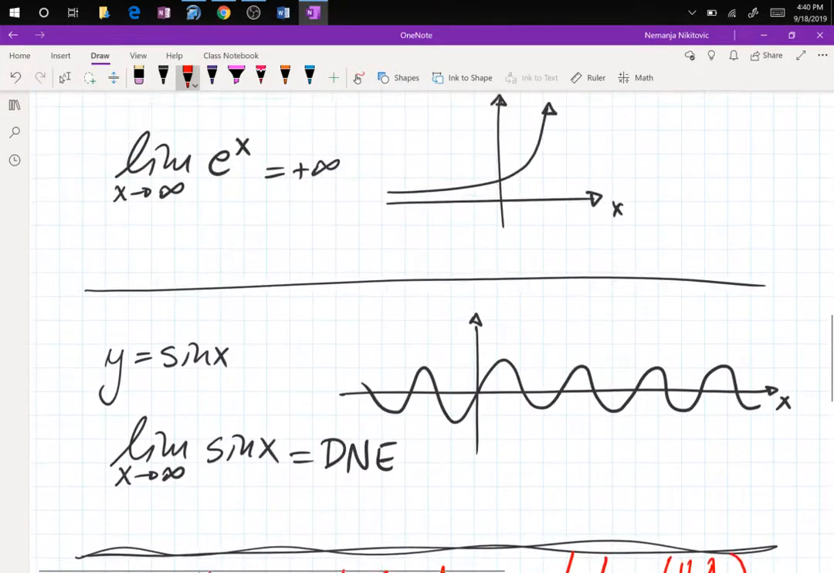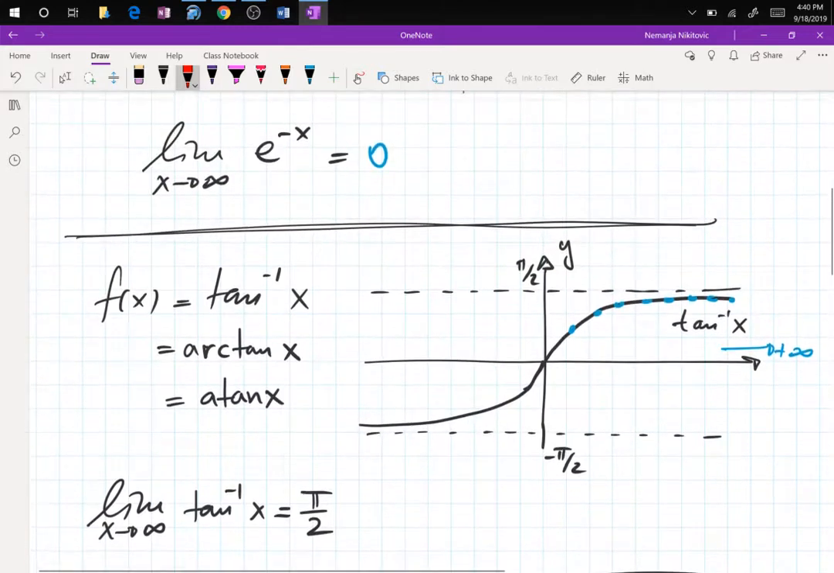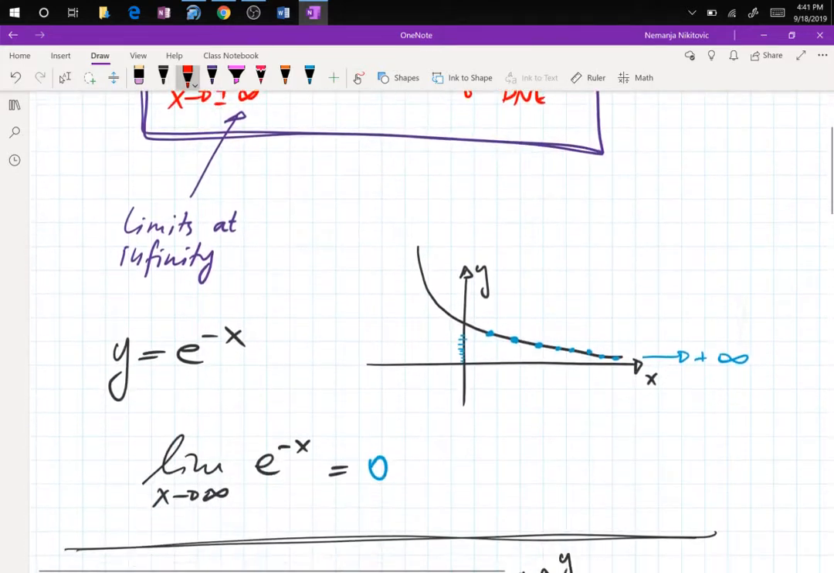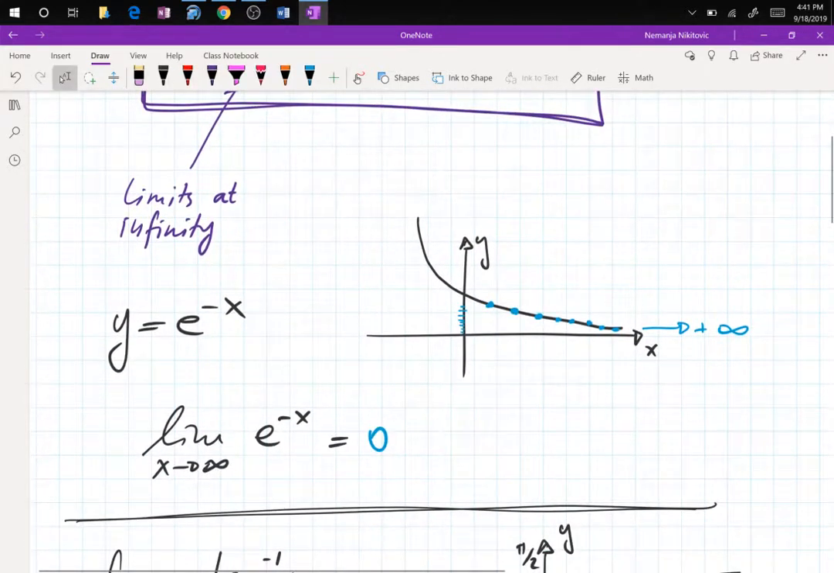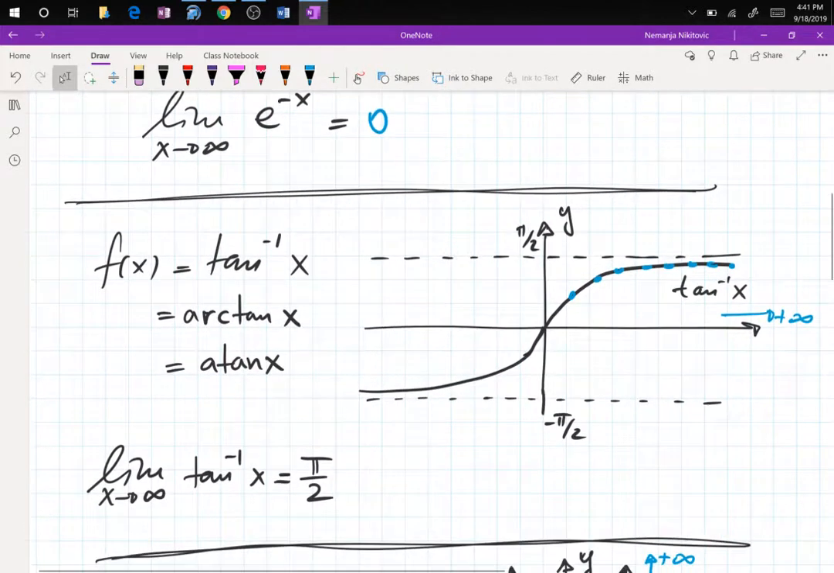So now, if I go back and I take a look at these cases, we see a horizontal asymptote for e to the negative x, because the function is falling onto the x-axis without actually crossing it, as x goes to infinity. Here is the inverse tangent. It has two horizontal asymptotes, one at negative pi over 2, one at pi over 2, and you see the function creeping up to both of them as it goes to infinity.